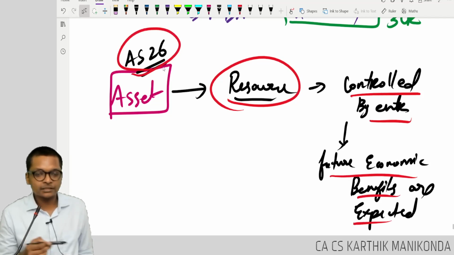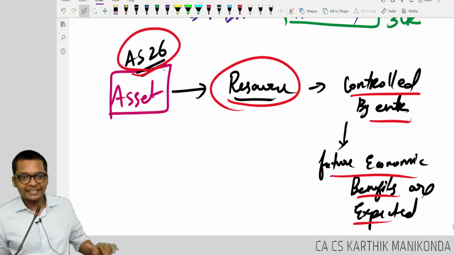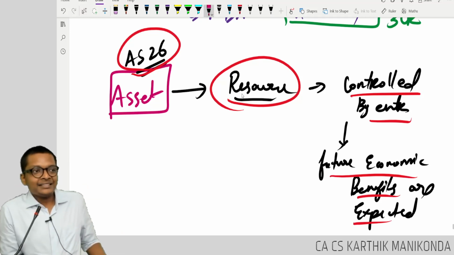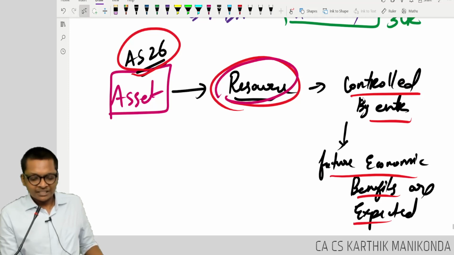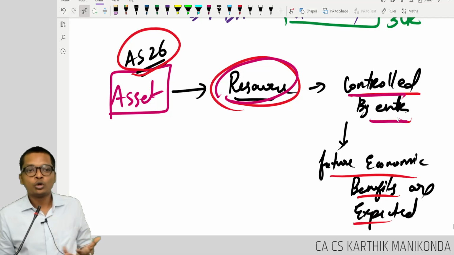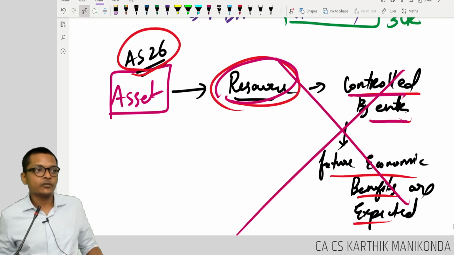It's defined in AS 26. We are not discussing AS 26 now. Okay. Now, education, where does it come? Is it a resource which is controlled by the enterprise? Do you control education, guys? No. So I cannot get into the definition of asset.